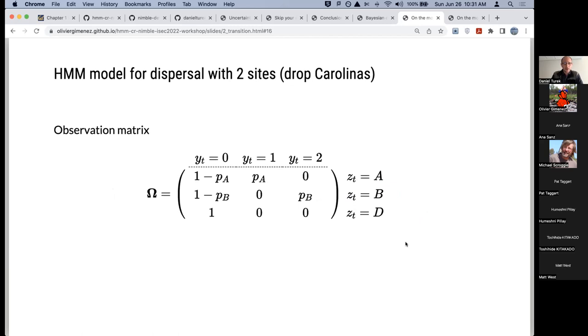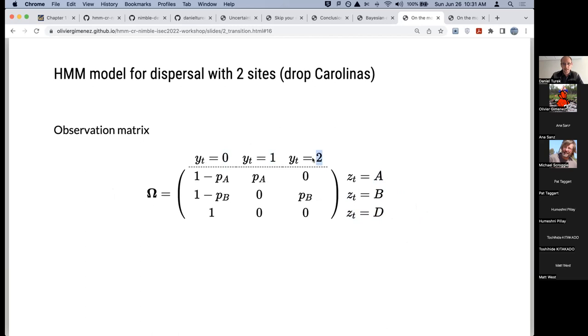Three latent states, the 3 Zs: you're in site A, site B, or you're dead. And there are 3 possible observations here coded as 0, 1, and 2 for the Y. The data actually was, as we saw, 0 is no observation, 1 meant you're in site A, and 2 meant you're in site B. And once again, look at the rows. That's how we want to consider this.